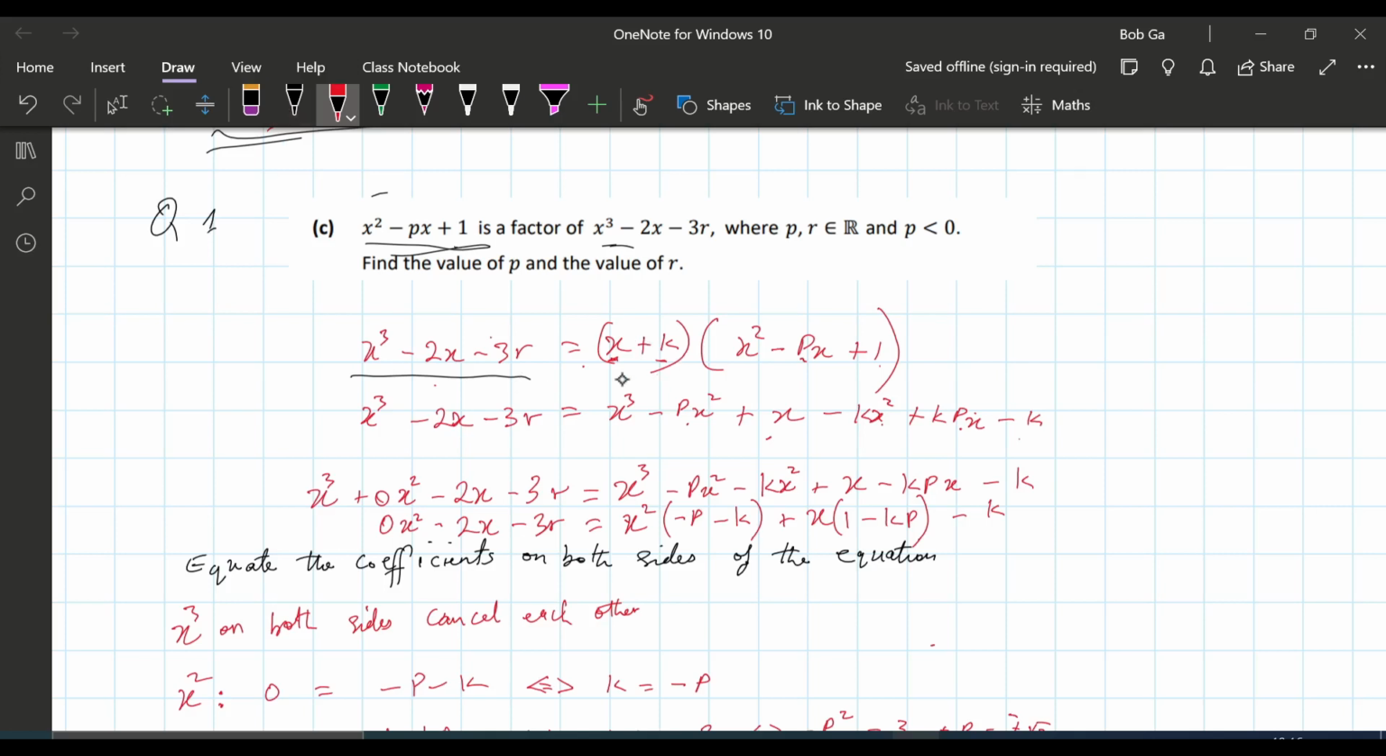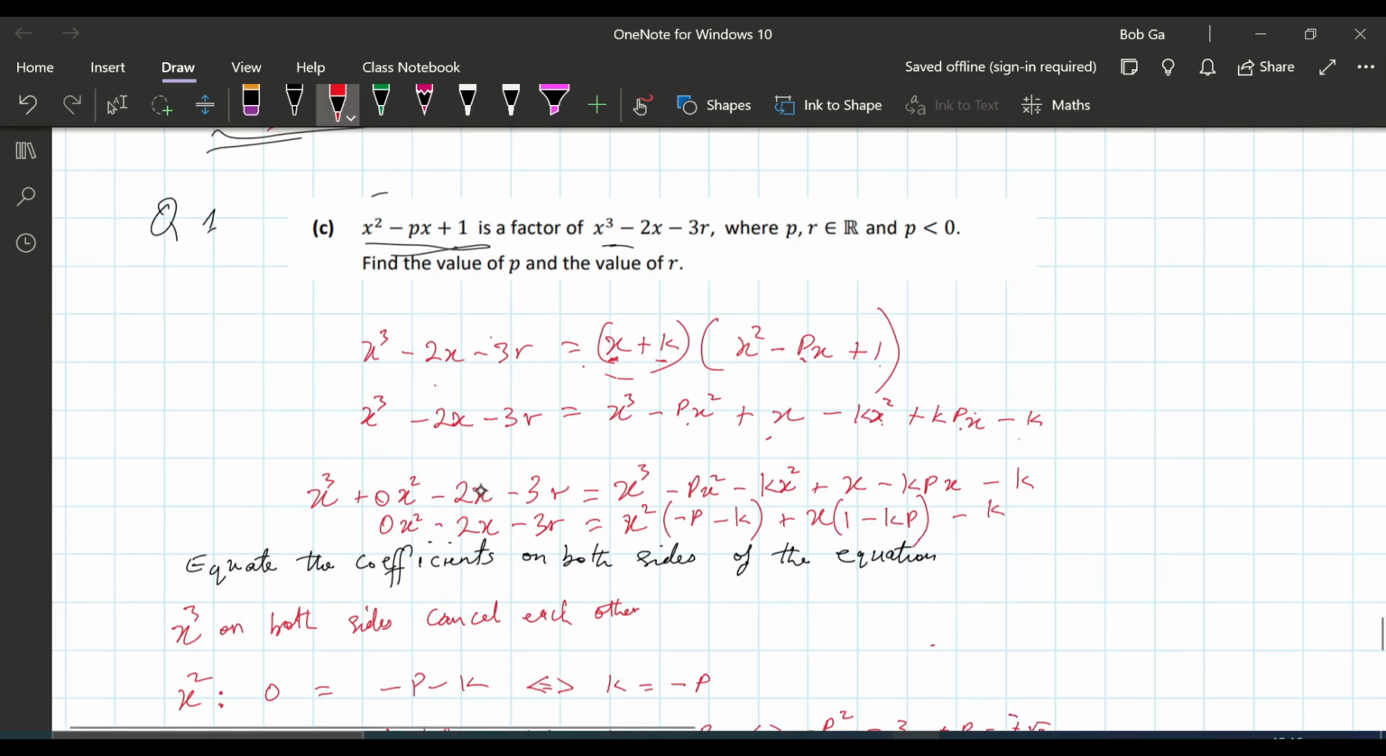Okay, so this is two parts. So these are the three factors of this equation here: two in this equation and one in this equation. All right, so these are the two factors. We're just expressing what is said there. Now if we do that, we can compare the coefficients. Let's say we expand this one first. When we expand this one, we're going to have x cubed negative p x squared plus x minus kx squared. We are simply expanding, plus kpx negative k.